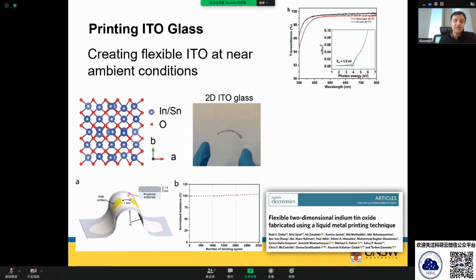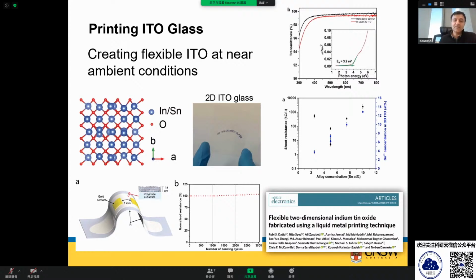Another important thing is that it's made of a two-dimensional crystal. It's a new crystal of ITO. It can be bent many millions of times without losing its integrity. The conductivity is very comparable with the commercial ITO glasses, even at 2 layers.